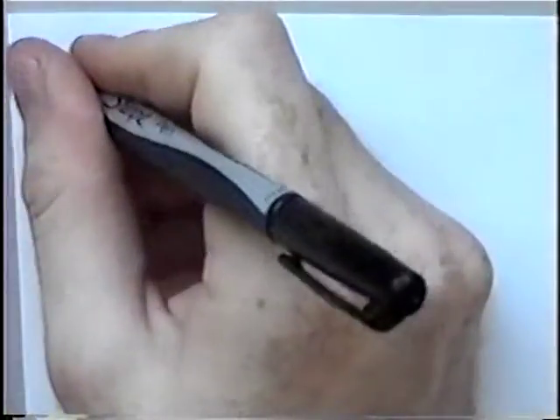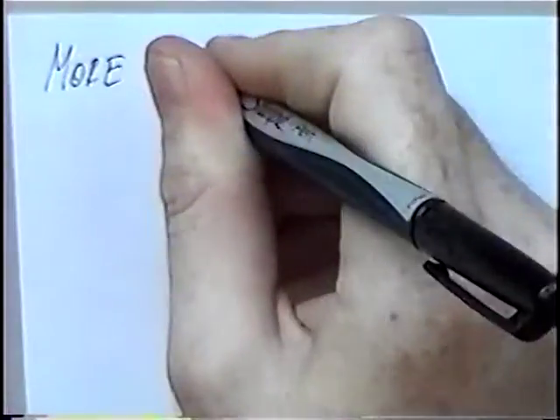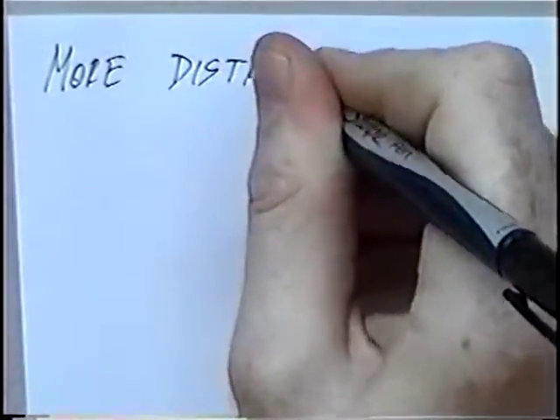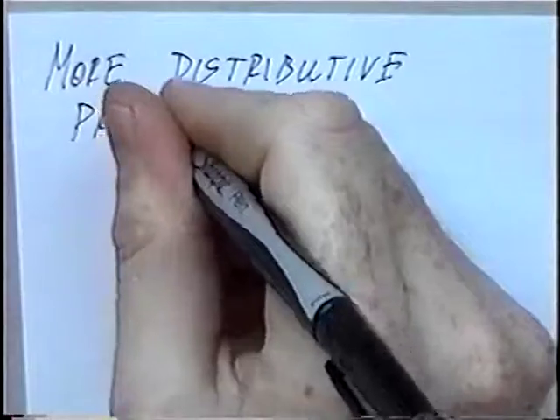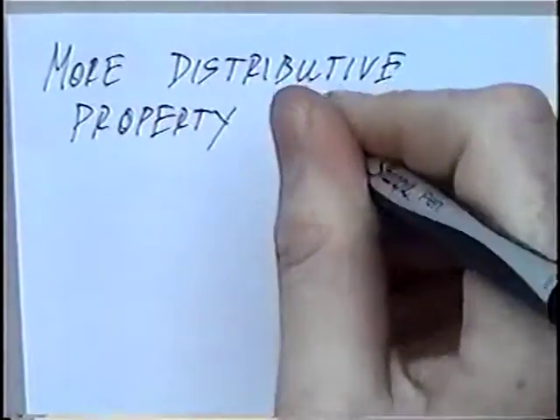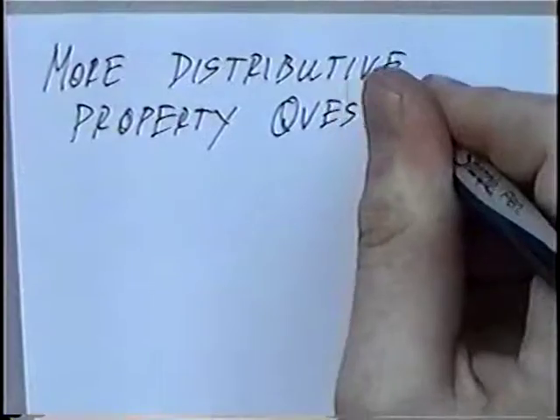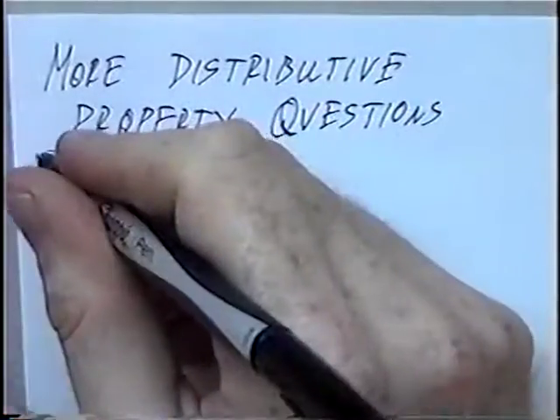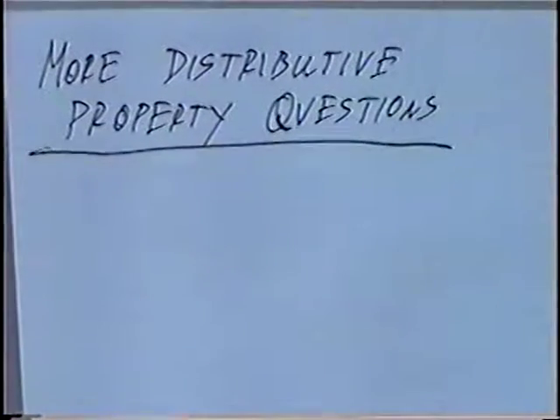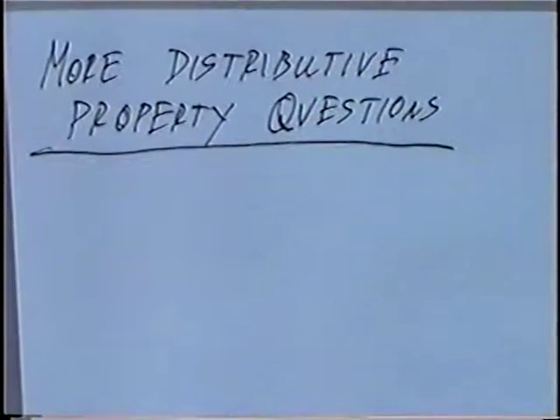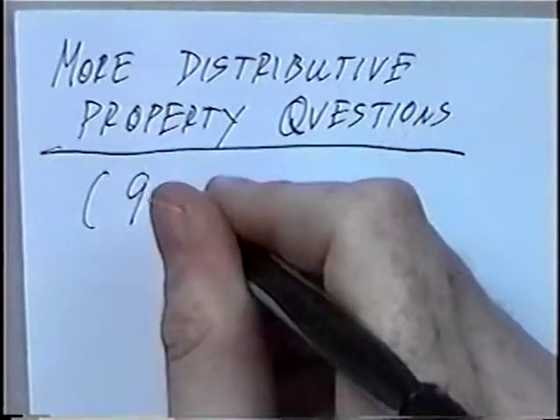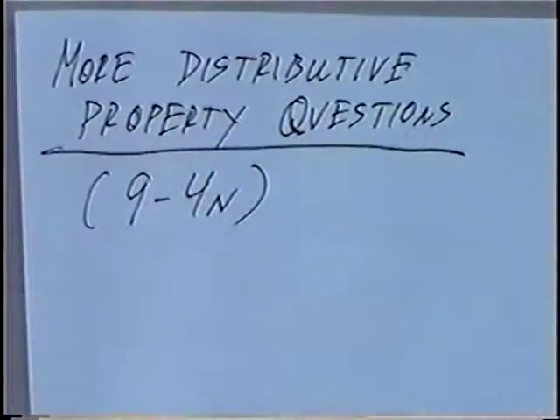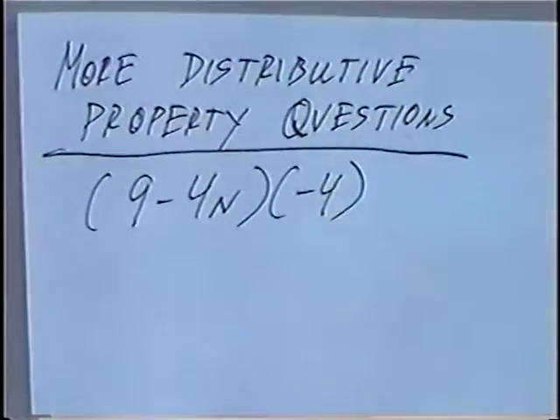Title of the next section is More Distributive Property Questions. In this section, we'll continue to look at questions with parentheses, which will distribute a number. First question is inside parentheses 9 minus 4n, and a second parentheses negative 4.